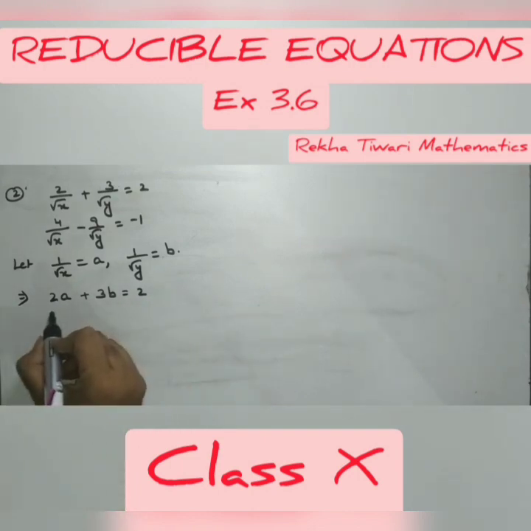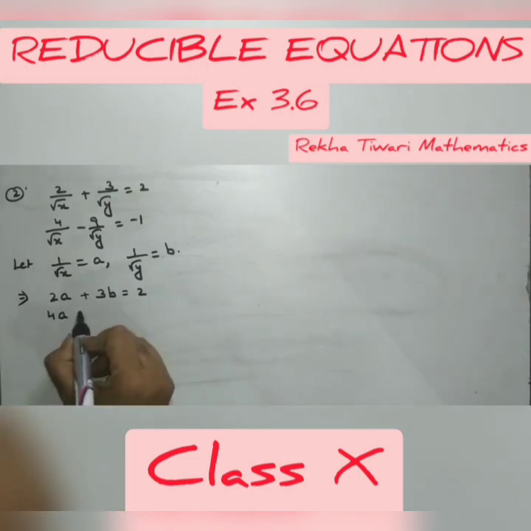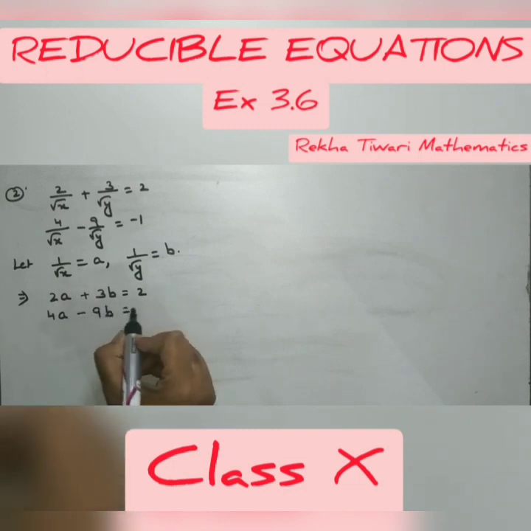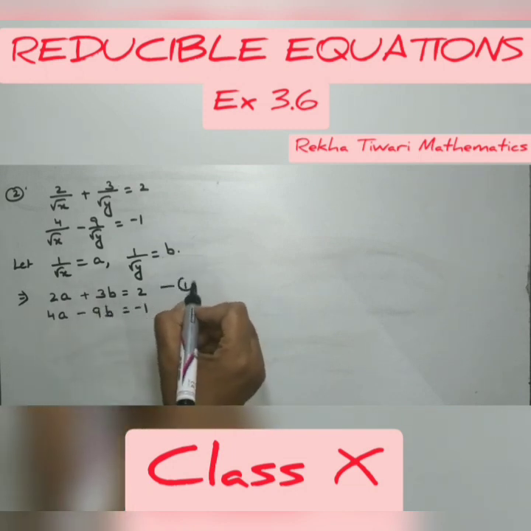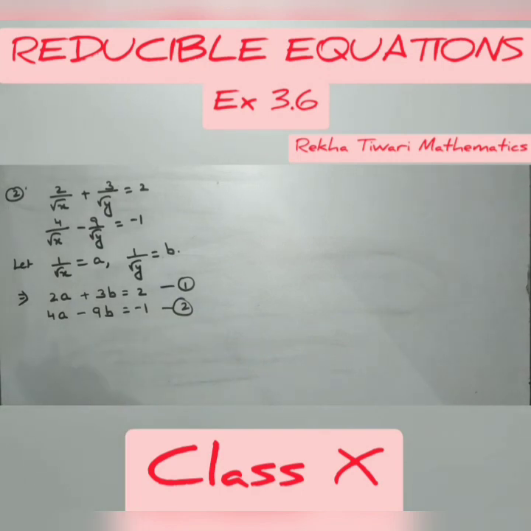And similarly the second will be 4a minus 9b is equal to minus 1. So this is equation 1, this is equation 2. We have to solve these two equations to get a and b, and after getting a and b we will easily get x and y. Let us solve this. Again elimination will be easy.